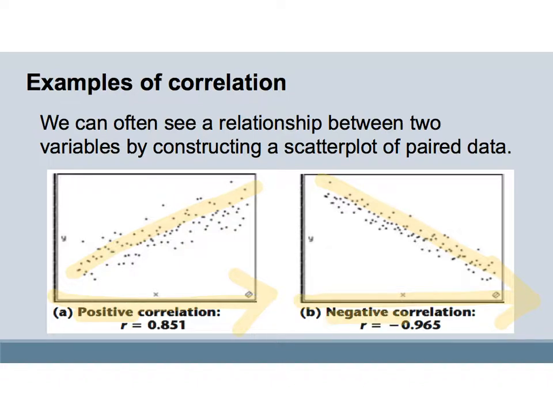Those R's down there I'll talk about in a few minutes, but they support that positive correlation, negative correlation. See how the first R is positive? That indicates uphill. See how the second R is negative? That indicates downhill.